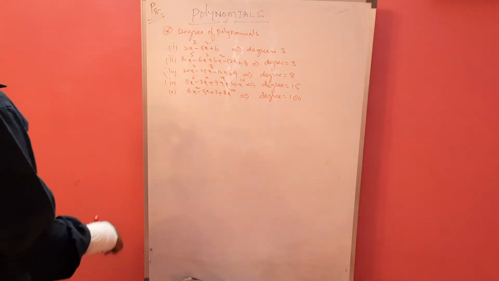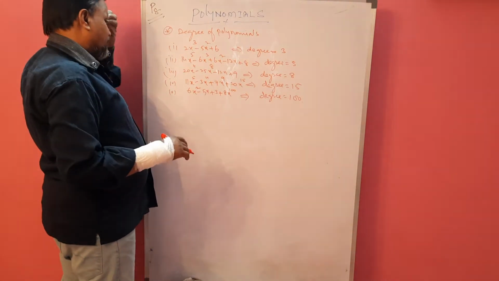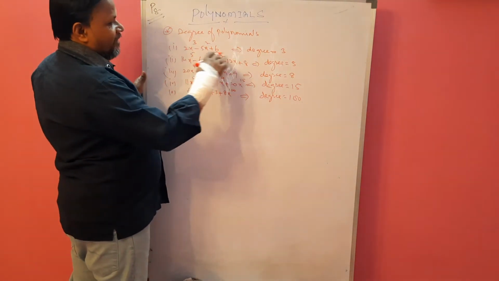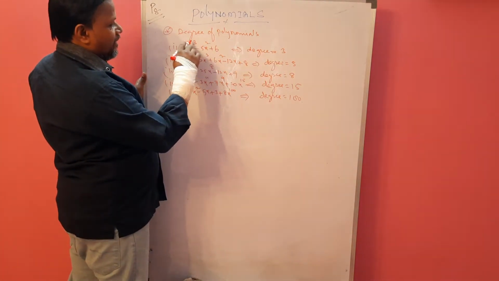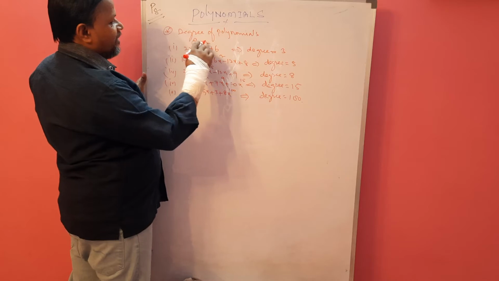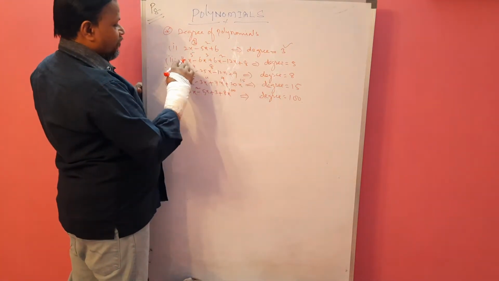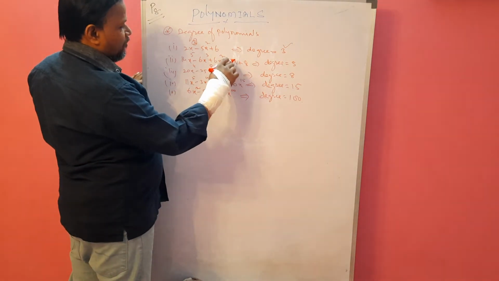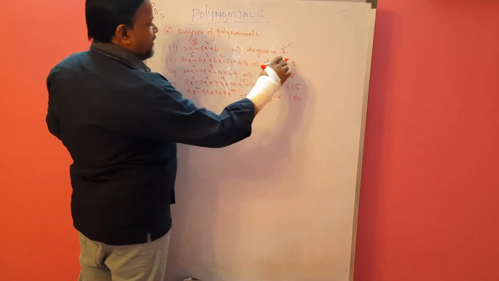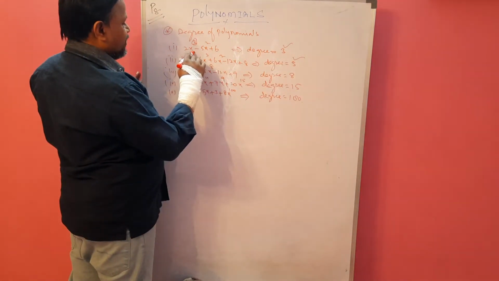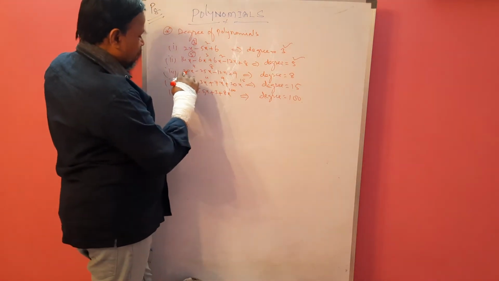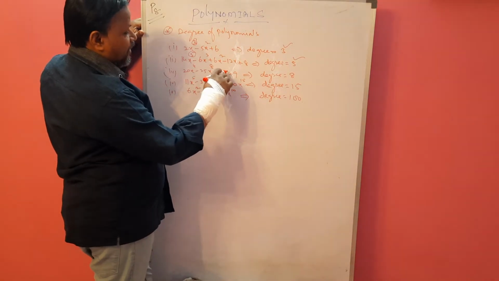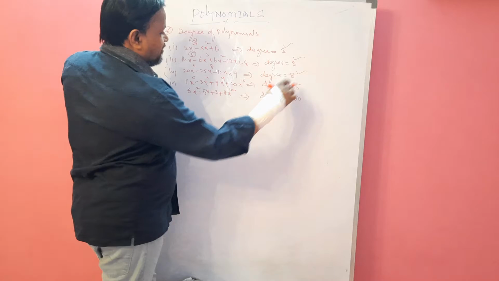Now degree of polynomials. Five examples are there. See here, 2x square minus 5x square plus 6. Here degree is 3. That means highest power of x is 3. Here 1, 2, 3, 4, 5 terms are there. Which term contains highest power? 0 power, 1 power, 2, 3 and 5. So 5 is the degree. Here first term has power 4, second term has 8, third term is 0. So 8 is the highest one, so this is the degree.